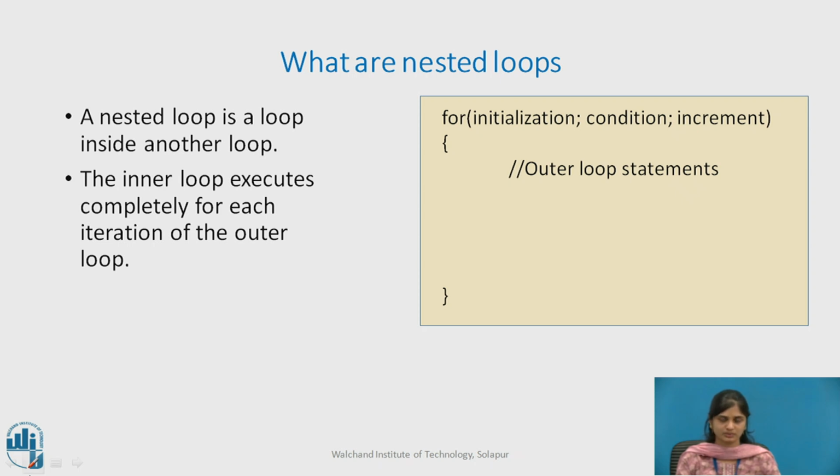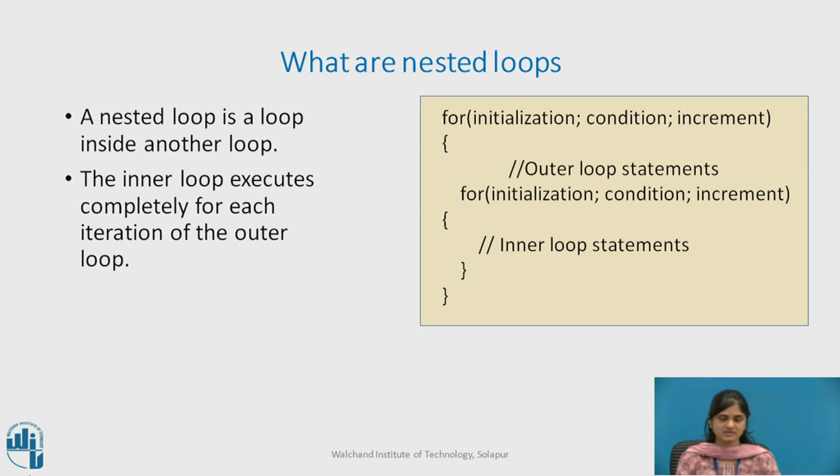of the for loop. In nested for loops, we have one for loop inside another for loop. So the inside one is called the inner loop and the outside one we can call the outer for loop. In this case, first the initialization of the outer for loop will take place. After that, the condition is checked. If the condition is true, the execution enters the outer loop statements.